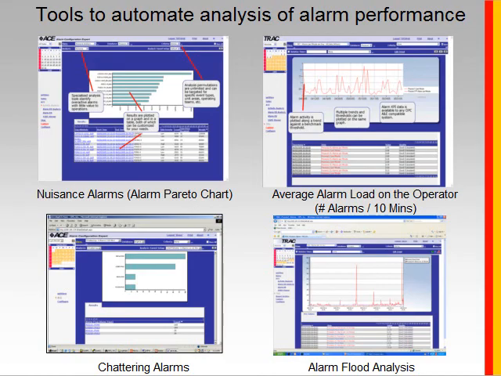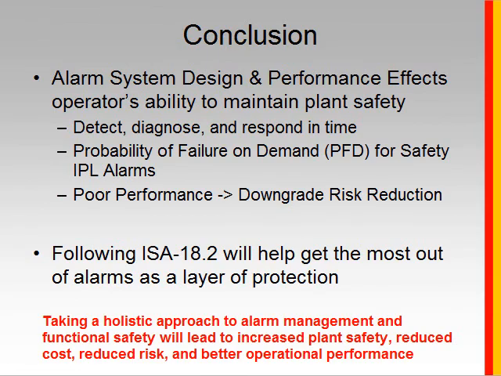So with that, I think I'm going to jump ahead to the conclusion and recap where we were and what we talked about. The important takeaway message is that the alarm system design and performance really can affect the operator's ability to maintain plant safety, and his ability to detect, diagnose, and respond to a safety IPL alarm. It certainly affects his probability of failure on demand, the annunciation of the alarm, and the operator's response to that alarm.